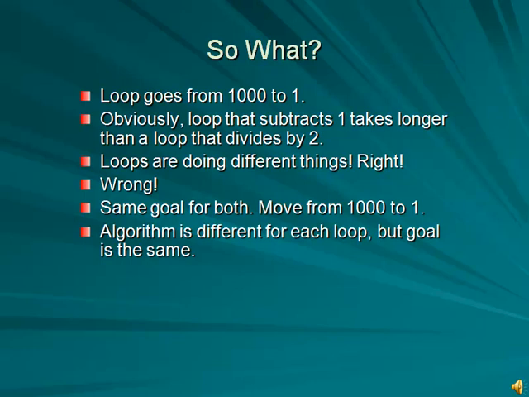Well, you might be thinking, so what? Loop 1 goes from 1,000 to 1. Obviously, the loop that subtracts 1 takes longer than a loop that divides by 2. The loops are doing different things, right? No, wrong. They have the same goal. They're both moving from 1,000 to 1. The algorithm is different for each loop, but the goal is the same.